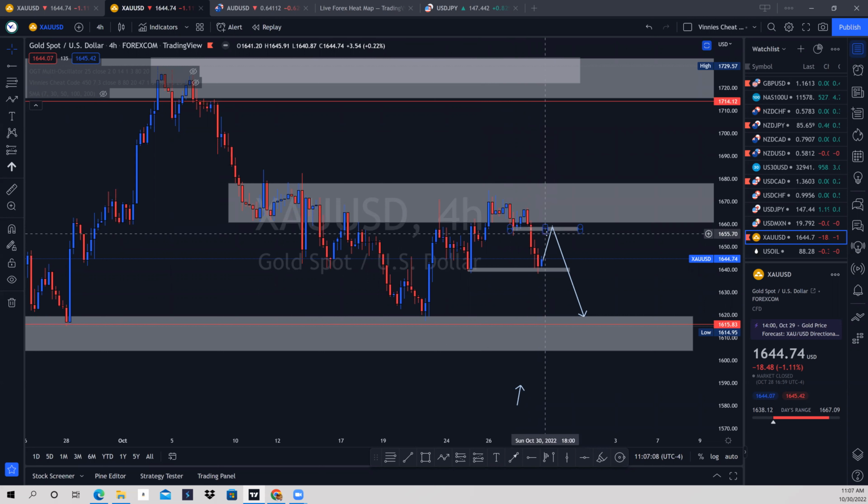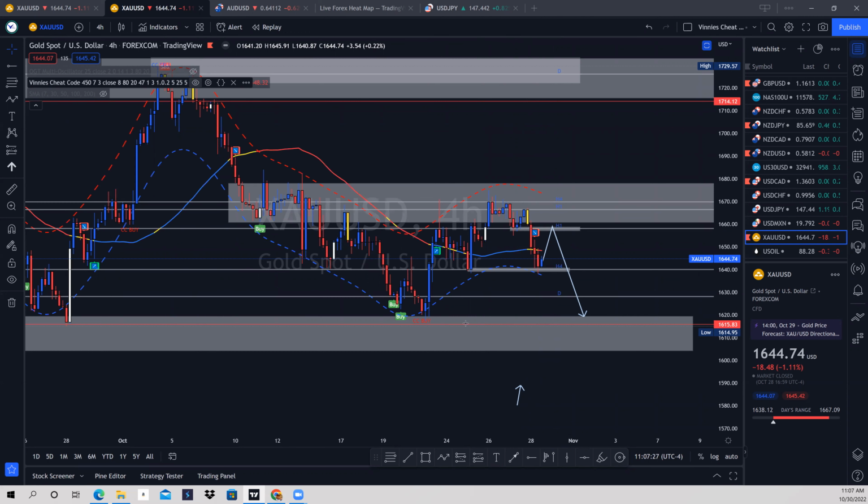Once it gets up there to my 4-hour resistance area, then I'll drop down to the 15-minute time frame to find an entry. If I turn on the indicator, which we only use for confirmation, we don't trade with the indicator. We trade by trading ranges. The indicator is going to give us some more information.